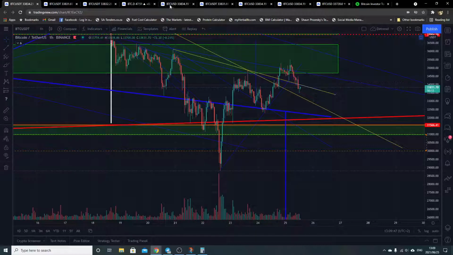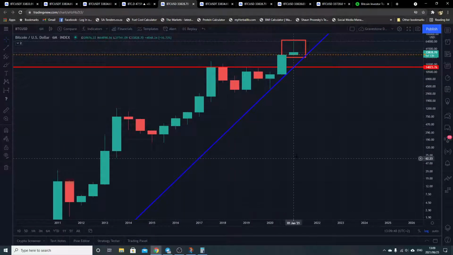Okay, guys, I think that is about that. Oh yes, the gravestone doji. This is the last chart I quickly want to talk about, guys. I've spoken about this chart before. This is on a 6-month chart. This is the Bitcoin US dollar 6-month index chart.